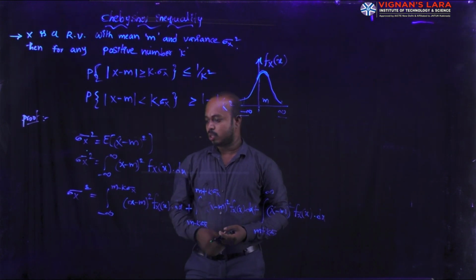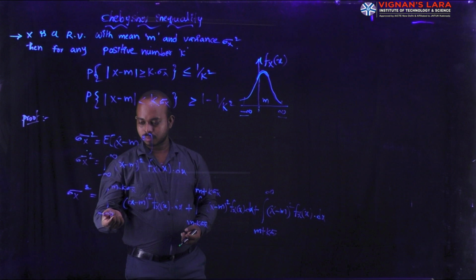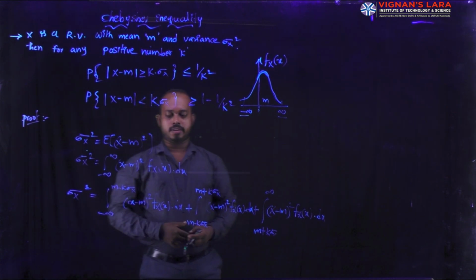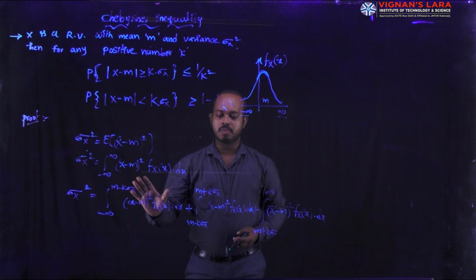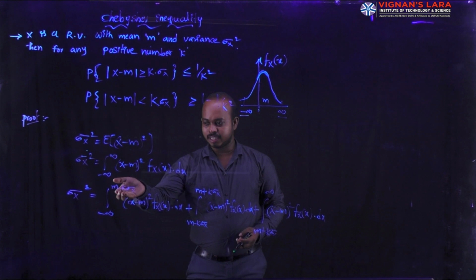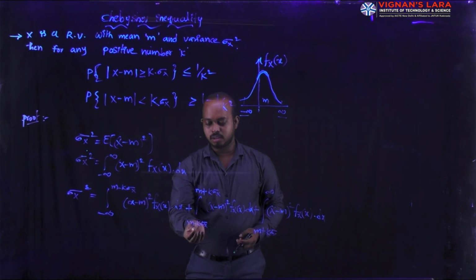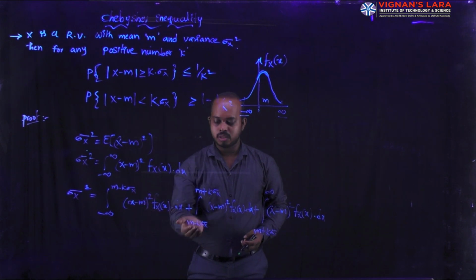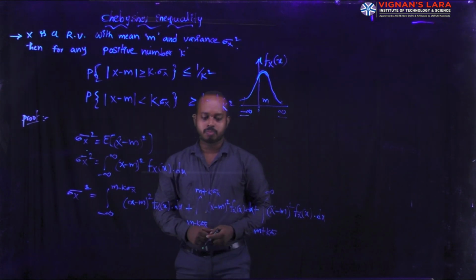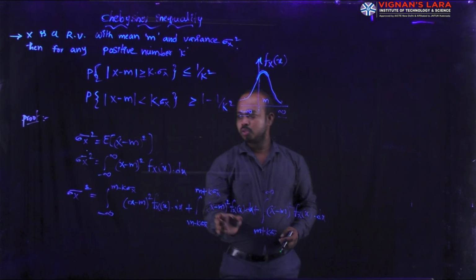One interval is minus infinity to m minus k sigma_X. The terms are the same, but for the second interval, whatever the upper limit of the first, the same you write at the bottom. It is an ending, and it is a starting, both are the same. So the second is m minus k sigma_X to m plus k sigma_X, for the variance function.